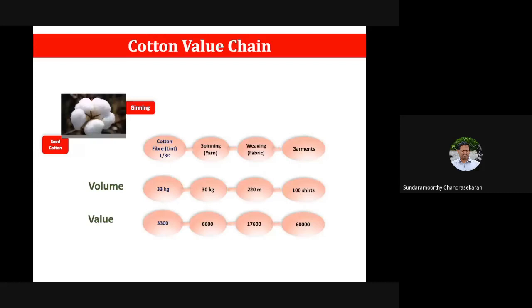And it finally goes to the garment stage, assuming each shirt sells at a minimum rate of 600 rupees, the value of the garmenting is around 60,000 rupees. So we can see that the value addition, on an average, is about a 20 times increase from 3,000 to 60,000. This is the magnitude of value addition that happens in the cotton lint value chain. So this is the reason why there are numerous players and traders involved in this value chain.